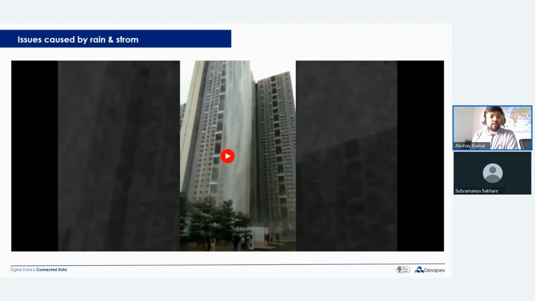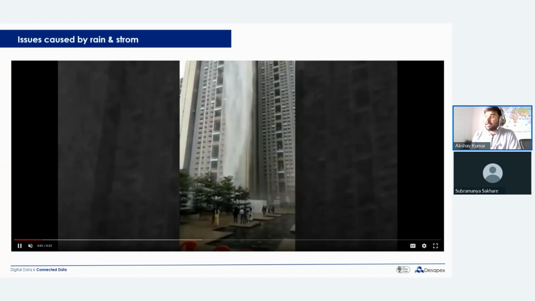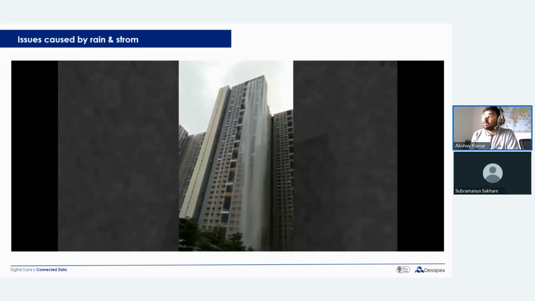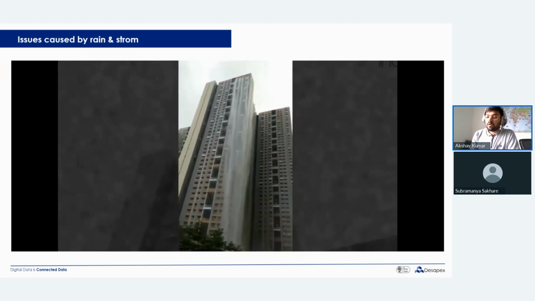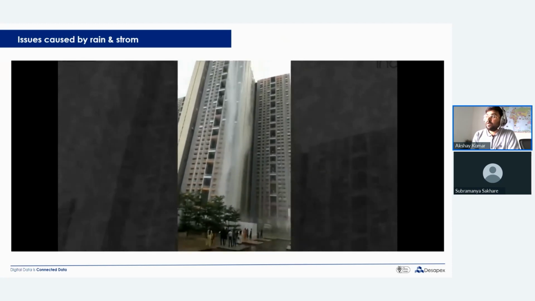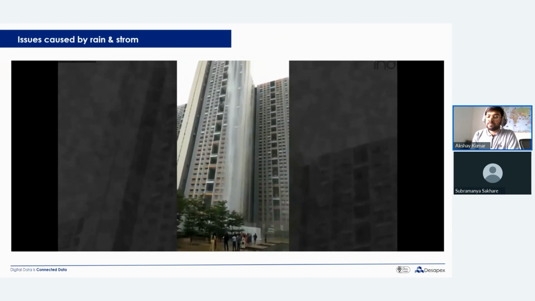So let's see a small clip where excessive rain has caused a distressful situation. As you can see in the video, the water which has been clogged on the slab, instead of passing through the drains, is directly overflowing from the facades. So these problems are common.